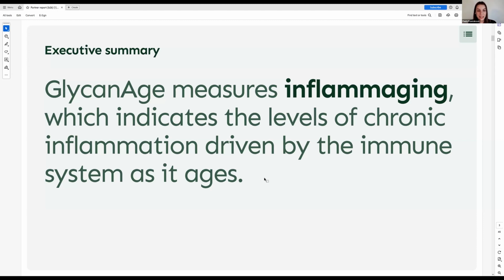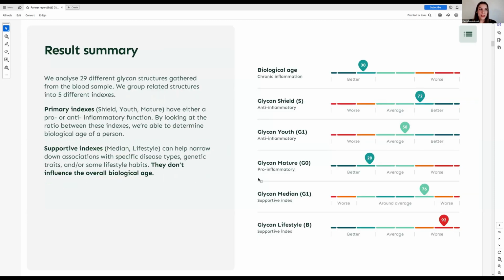You will see one of the case examples that shows very positive changes upon implementing protective lifestyle interventions. Okay, so here we have the result summary, and I mentioned I find this very useful. So you have the overall biological age, and you have all of the indexes listed here, so you can at a glance see. And if you train your eye a little bit, you will be very quick to notice certain patterns emerging.